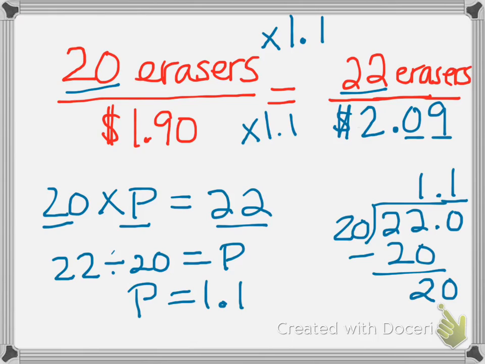So that's the method. Alright, you're always trying to find the number that you need to multiply by on top and bottom that will give you an equivalent rate or ratio. Alright, so let's look at another example.